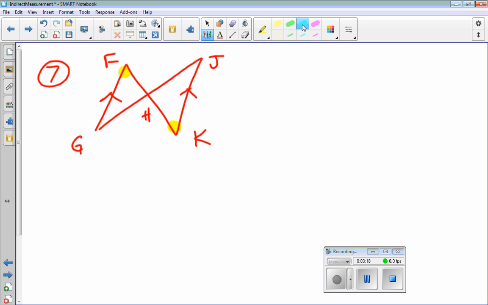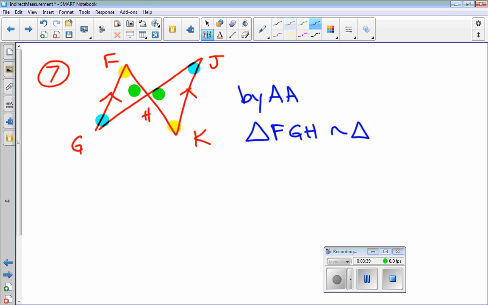I also know that G and J are congruent. And then don't I also know that the vertical angles are congruent? Okay, so I have angle, angle, angle. I only need angle, angle, but I have all 3. So by angle, angle, I know that triangle FGH is similar, and we have to write it in corresponding order.